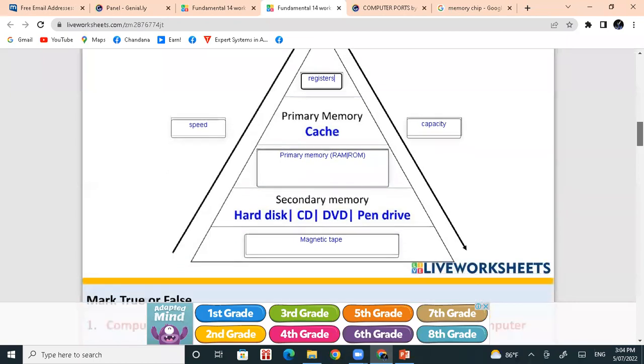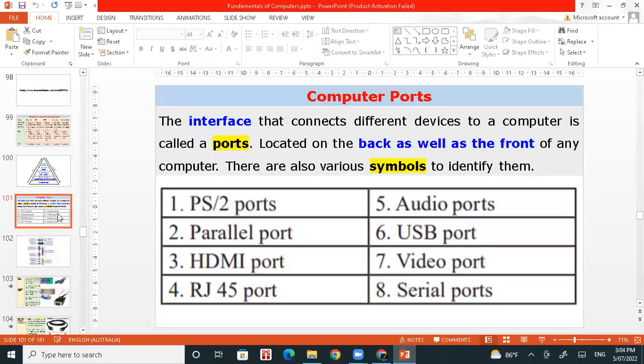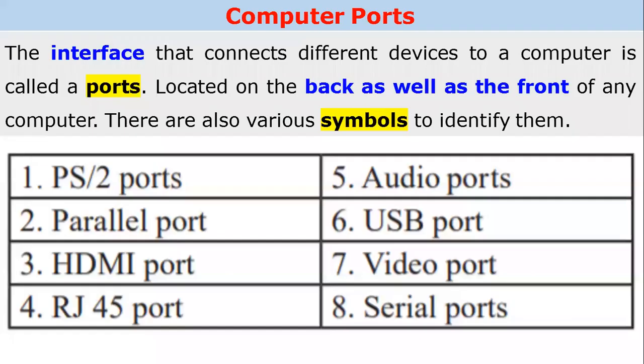Now we can move to the next part of our lesson, computer ports. Therefore, I am going back to the presentation. Two minutes from now, this session will stop. Then you can join the session again using the same link. Right, then I will continue the lesson. Until then, I am doing the lesson on computer ports.